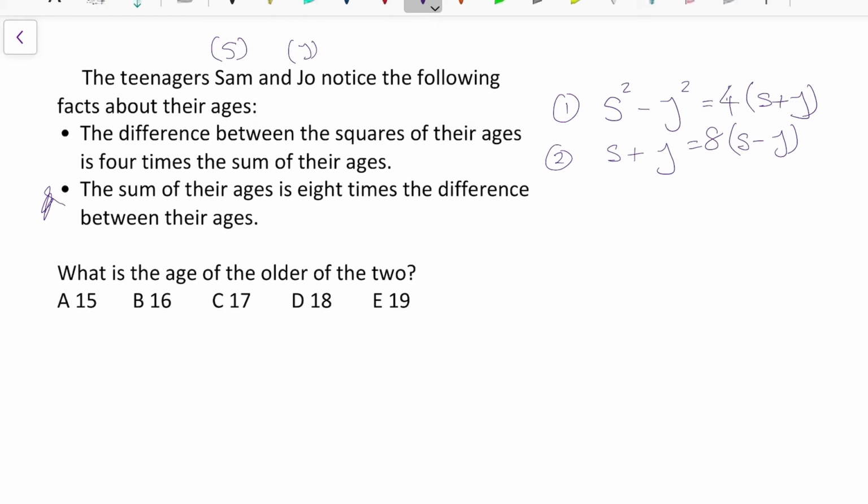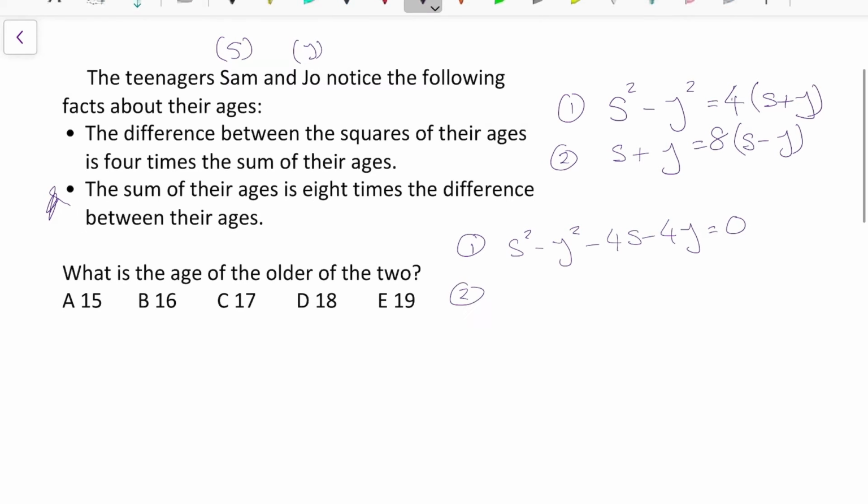So now I just need to do some maths with it. I've got 2 equations, 2 unknowns. This should fall out quite nicely. Again, a lot of this is just being very careful with how you're laying it out. So my equation 1 is going to turn into S squared minus J squared minus 4S minus 4J is equal to 0. That doesn't look a lot better, does it? My equation 2 is going to turn into S plus J equals 8S minus 8J. This is looking a bit more promising.